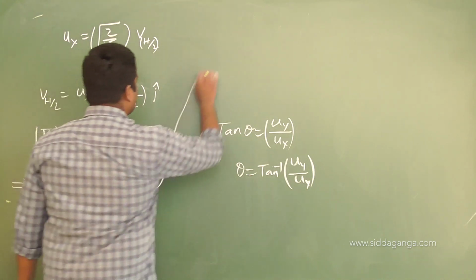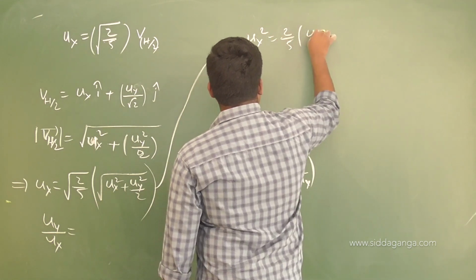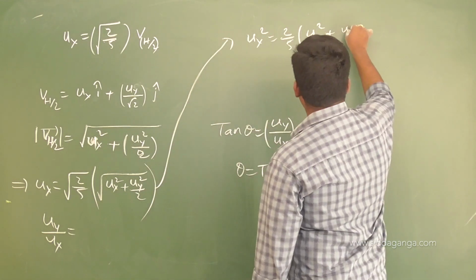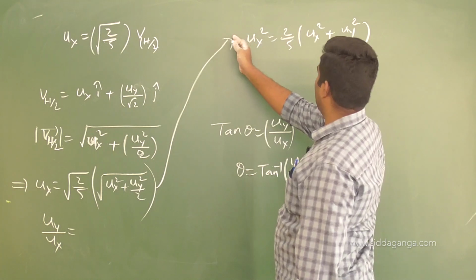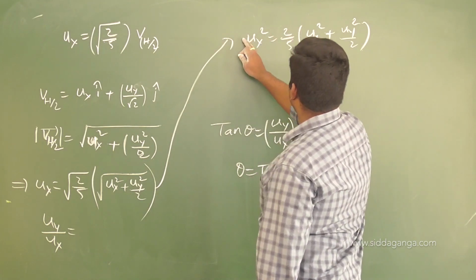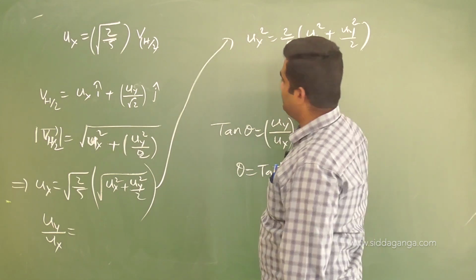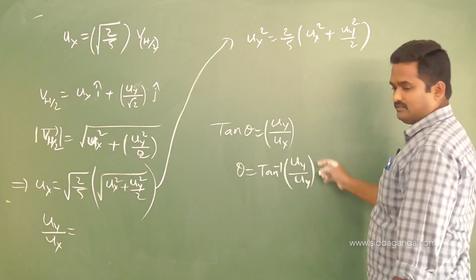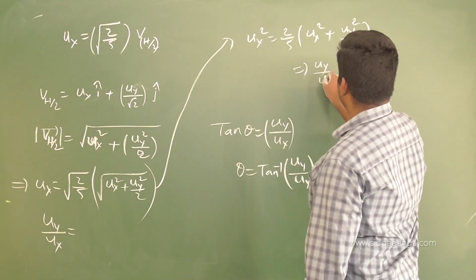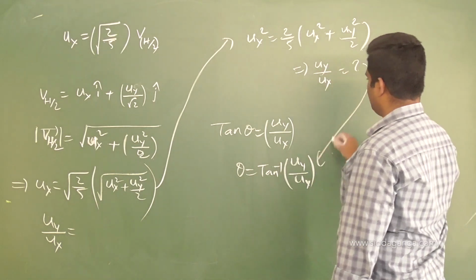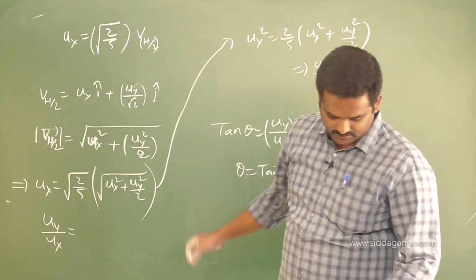How to simplify this equation now? Upon squaring you will get ux square equals 2 by 5 into ux square plus uy square by 2, and I hope you can simplify. Taking this 2 by 5 to the other side, 5 minus 2, 3 by 5, it becomes 3 by 5 ux square. Cross multiply and finally you can write the value for tan inverse of uy by ux. From this at least find uy by ux and then substitute back into this equation. This is your work to be done, a small simplification. Please go through that simplification.